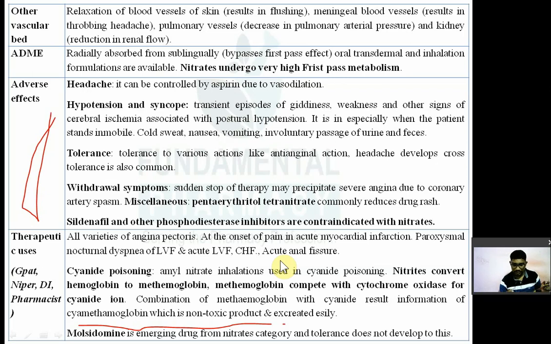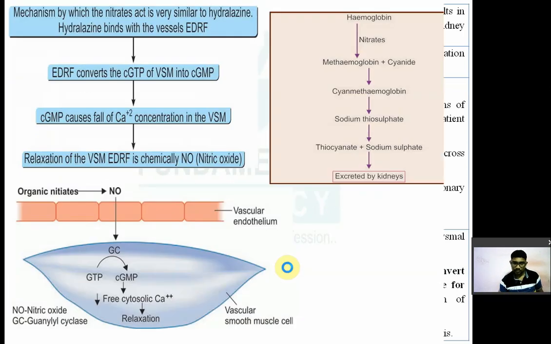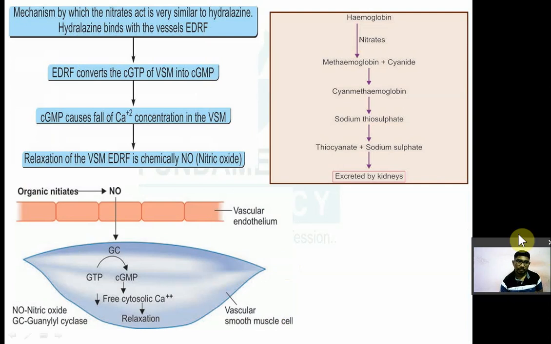Okay, that's how they act as an antidote for cyanide poisoning. We'll see the mechanism of action of these nitrates. So nitrates का mechanism क्या है? So nitrates का mechanism similar है, similar nitrates and so hydrazine जो है, hydrazine is a vasodilator. It will act similar way like nitrate.